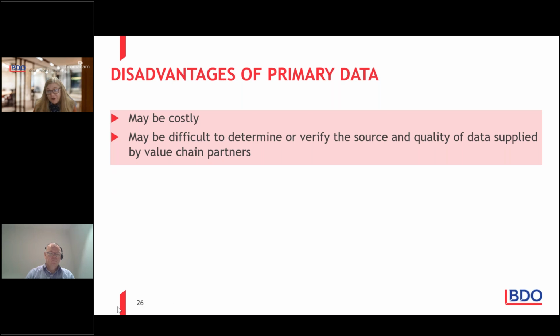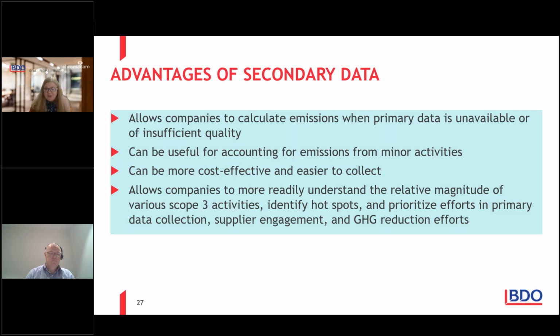Advantages of secondary data. So if you cannot find primary data and you go to secondary data, what are some of the advantages? It would allow you to still measure your scope 3 emissions. So it's not just in the too hard basket. When there's some estimation involved, we can still do it. It can be useful when you account for emissions of minor activities. Again, we're not excluding it, but we're estimating it. It's more cost effective and easier to collect. And it allows companies to more readily understand the relative magnitude of various scope 3 activities.